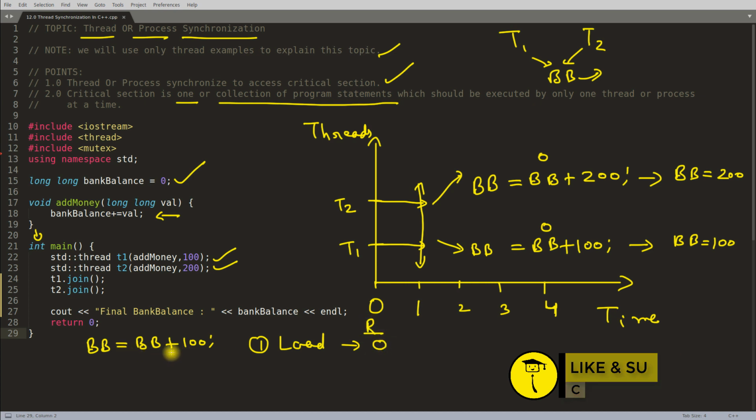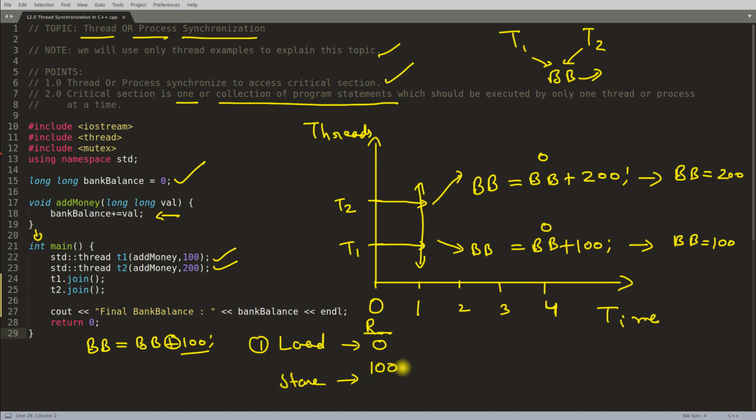Now it will check that okay, there is an add operation and we have to add 100 to that. Then the register value will get updated. Now this register is holding 100 because before it was 0, now plus 100 means 100. And then you have to store this 100 back to this BB. It may look like this. So this is 100 and this is some address 0x11 and this is nothing but your bank balance. Okay, so this is the address part, this is the value part.